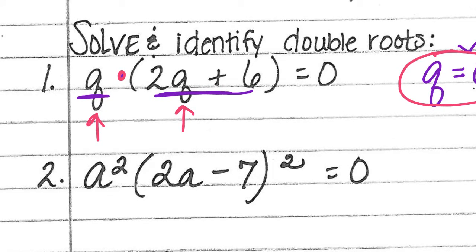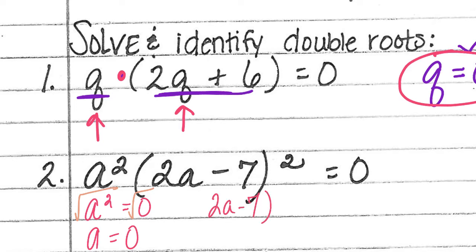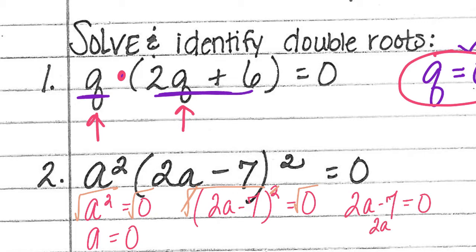This next one, if I solve for a squared equals 0, when I take the square root of each side, notice that a is equal to 0. And 2a minus 7 quantity squared is equal to 0. Well, if I take the square root of each side, that just cancels out. The square root of 0 is 0. So this is just saying 2a minus 7 equals 0. Add the 7 over. Divide by 2, and we get 7/2.